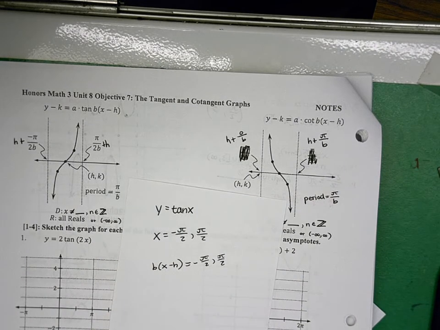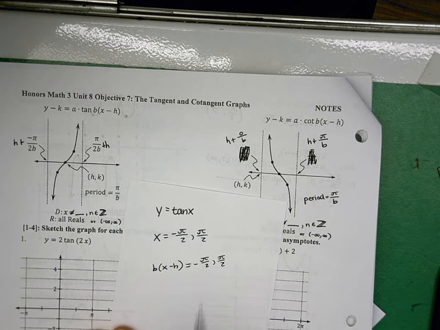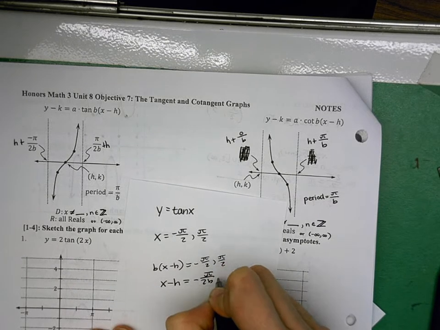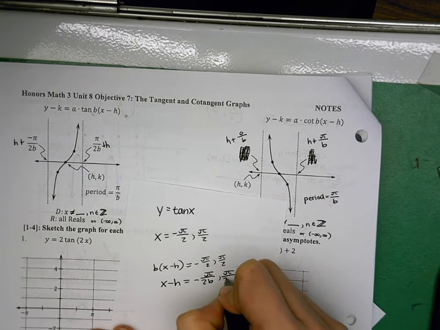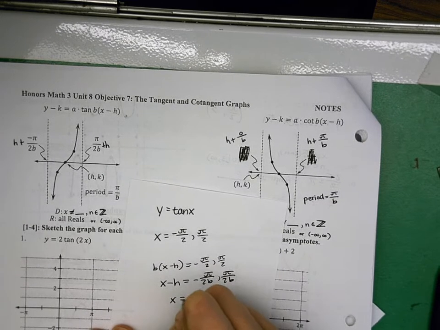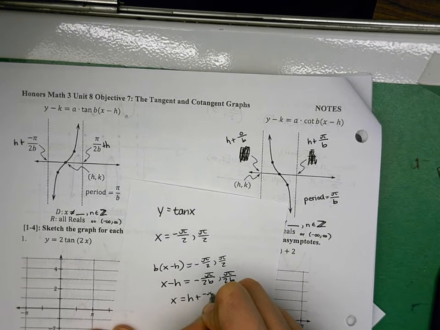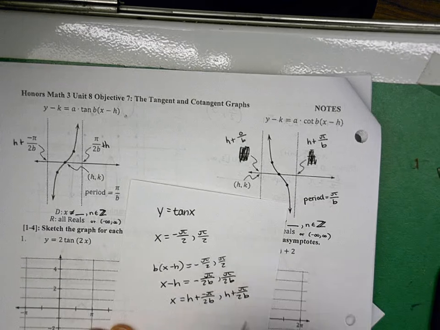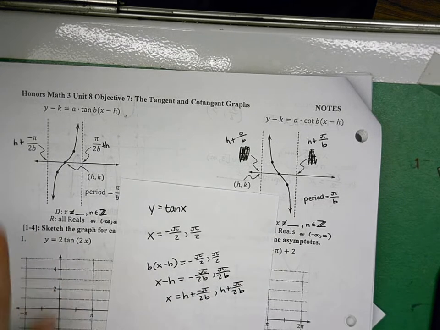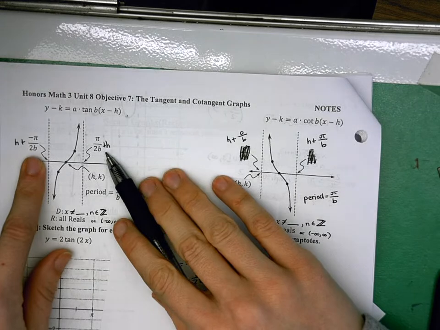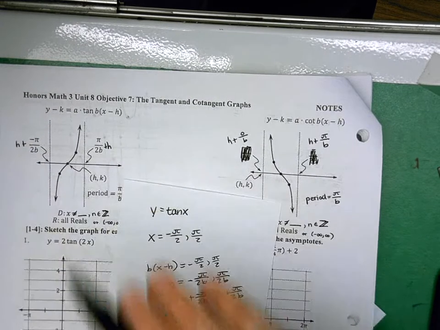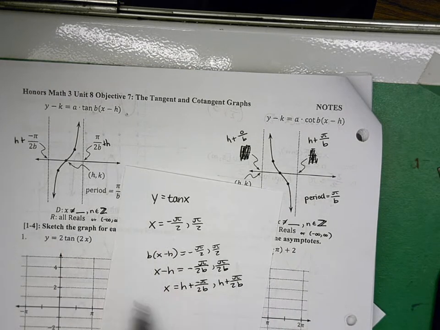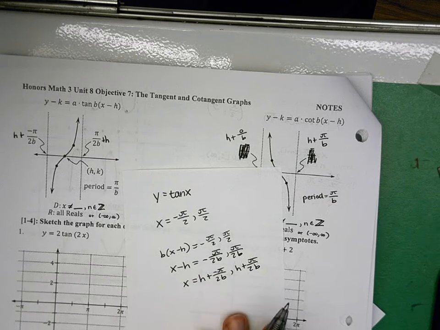And so then if we wanted to find our vertical asymptotes, we would divide our b over. We get negative pi over 2b and pi over 2b. And then we would add our h over, and we get h plus the negative pi over 2b and h plus the positive pi over 2b. Okay, and so if you notice, that's what our two asymptotes are marked as, h plus negative pi over 2b and h plus pi over 2b. So the asymptotes exist at those locations because of our parent graph of tangent x.